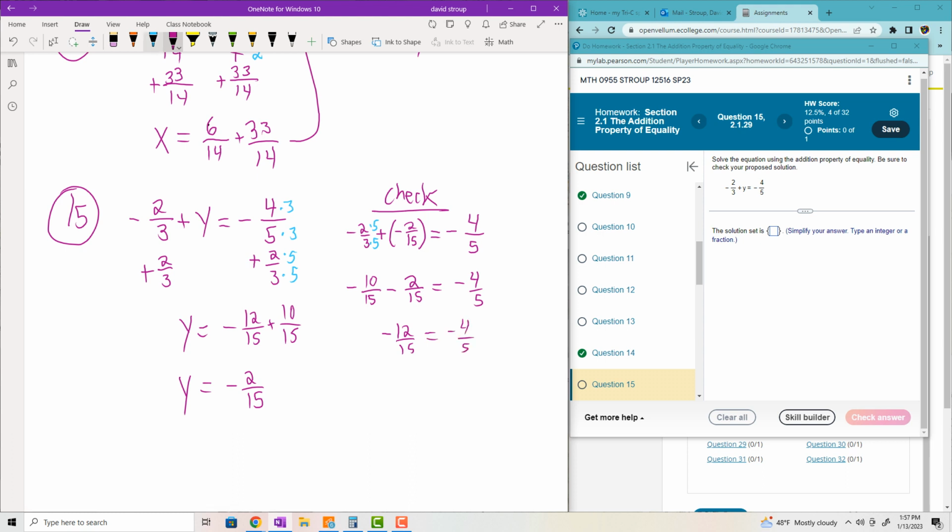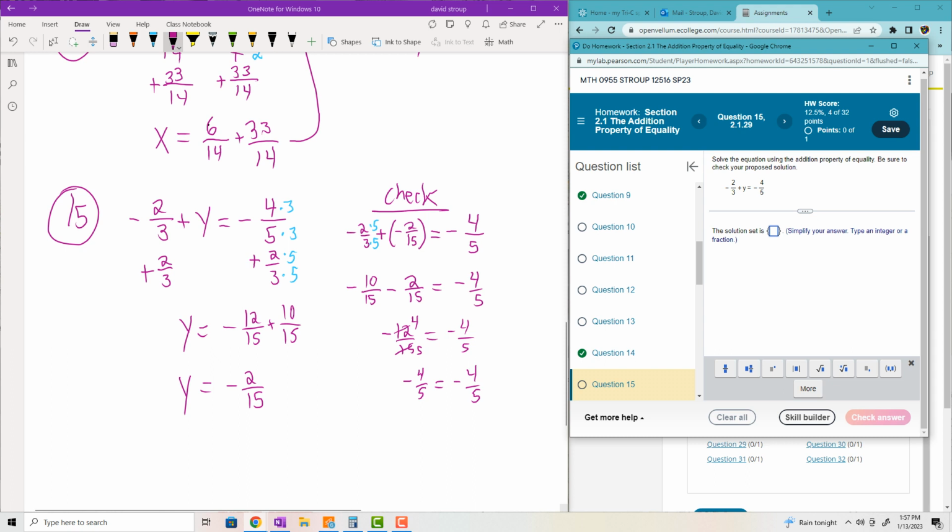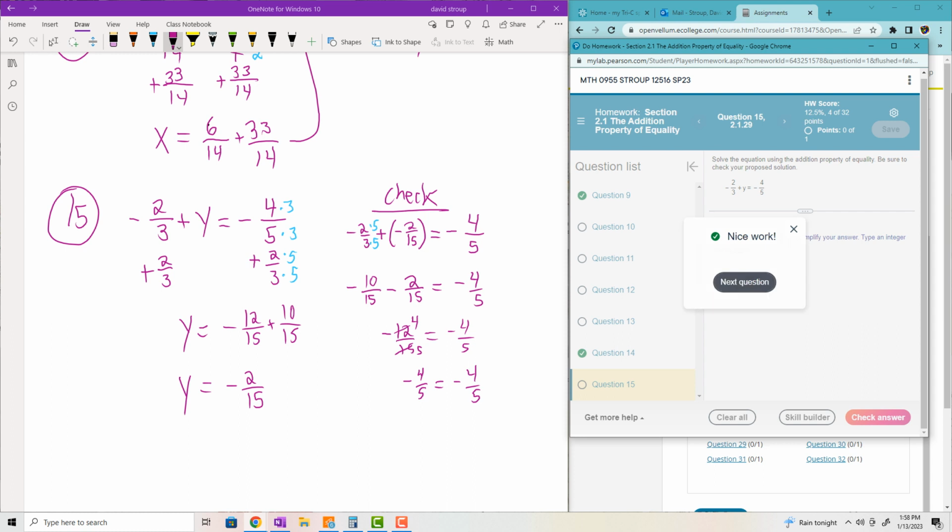And then on the right side, you can multiply top and bottom by 3 apparently, just to see if they're the same. Or you can reduce the left side. Maybe that's probably a better idea. Let's do that. So on the left side, you could simplify 12/15 by dividing top and bottom by 3, right? So 12 divided by 3 is 4, 15 divided by 3 is 5, and of course we get negative 4/5 equals negative 4/5. So it works. It is a solution. There's no doubt in my mind that negative 2/15 is going to be the answer.